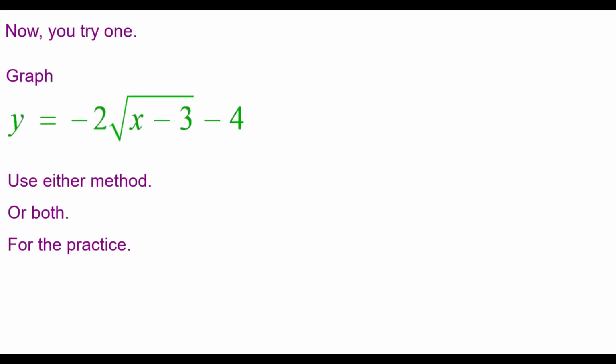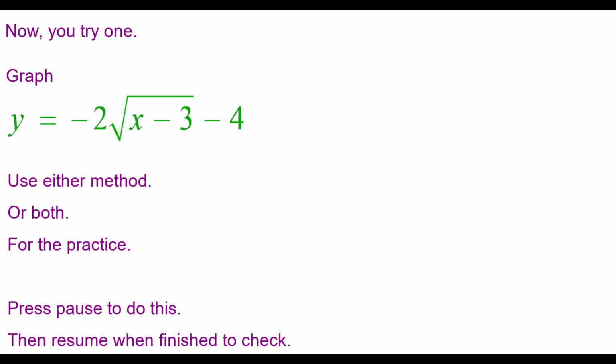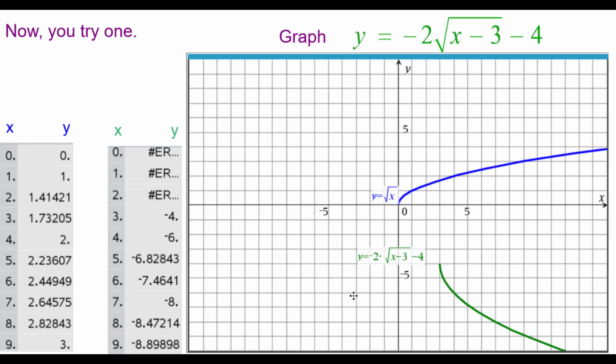Now you try one. Graph y equals negative 2 times the square root of the quantity x minus 3, minus 4. Use either method or both for the practice. Press pause to do this and resume when you're finished to check your answer. And here's your answer in green. Notice the table is undefined until we get to x equals 3. That is why ER stands for undefined or error.